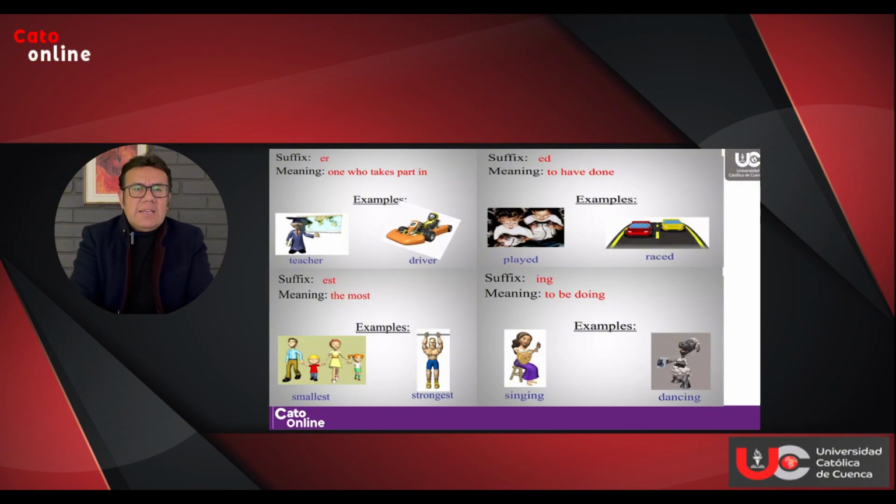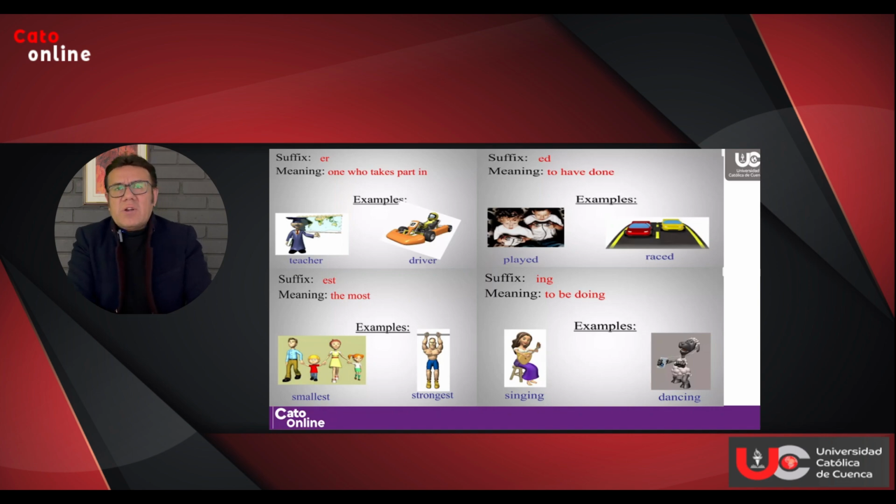Another example is the suffix est, to say the superlative form. For example, small, very small, so it's just one word. Smallest means the most small, that's a superlative, like we say. Strong also means fuerte, right? But the strongest means the superlative of strong. He's the strongest of this group, or he's the smallest of the group, right?